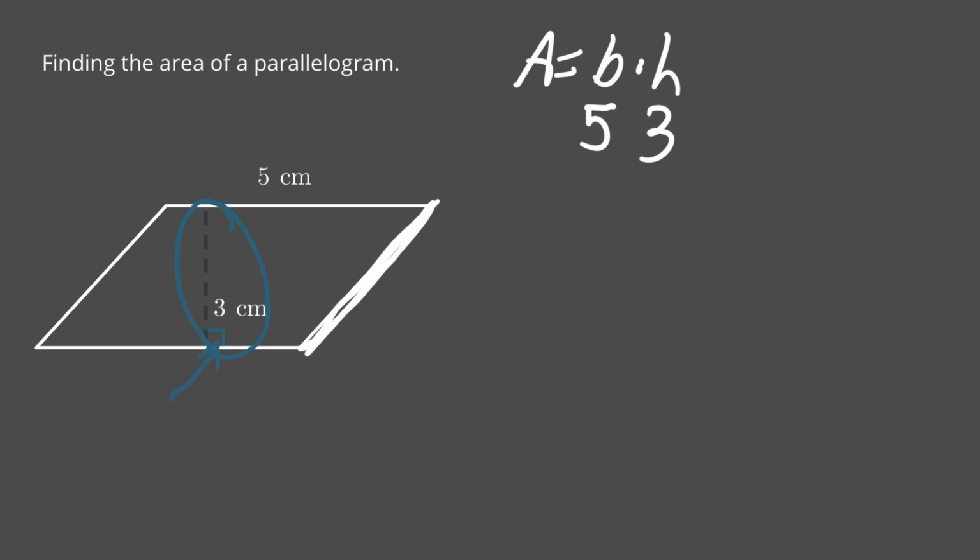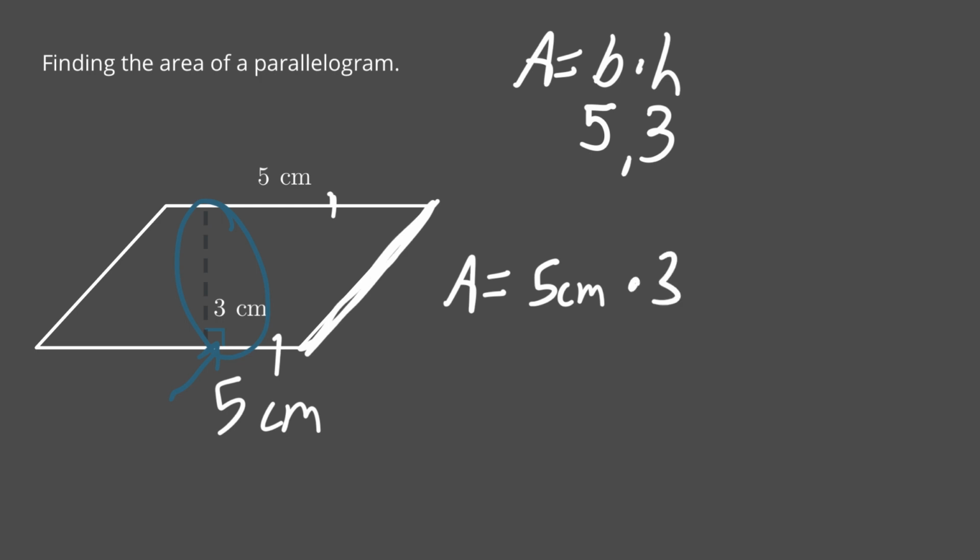And we know this because parallelograms, much like rectangles, are congruent on opposite sides. So we can bring the 5 centimeters down to the bottom if that makes more sense for you. Now let's simplify. We have area is equal to 5 centimeters times 3 centimeters. 5 times 3 gives us 15, and squared centimeters. And that's your final answer.